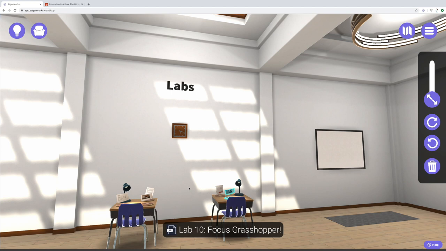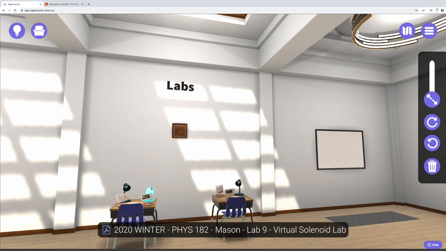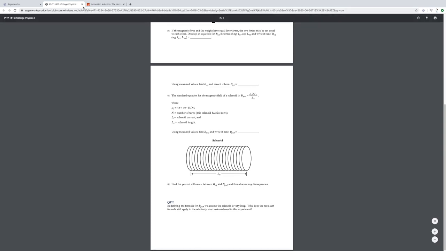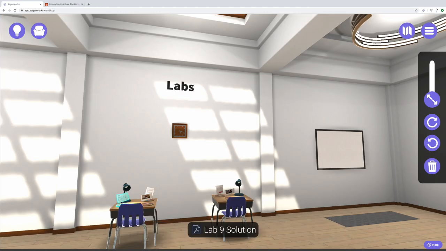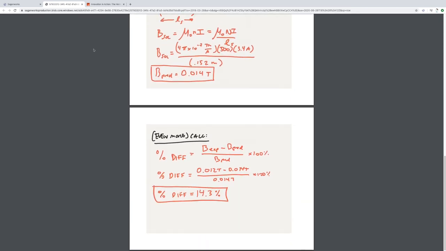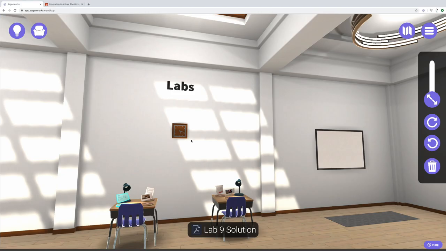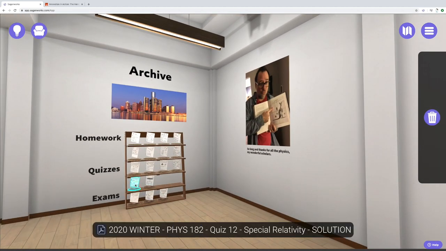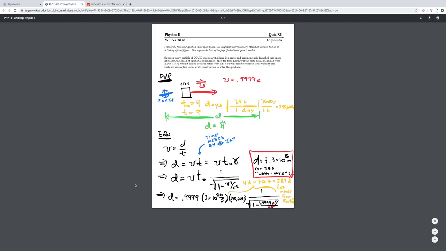Each lab had instructions to go with the recordings, and students were expected to eyeball all the measurements using the video footage. After the lab's due date, I uploaded a solution using the values I obtained. Of course, solutions to all our homework, quizzes, and exams were available in our virtual classroom as well.